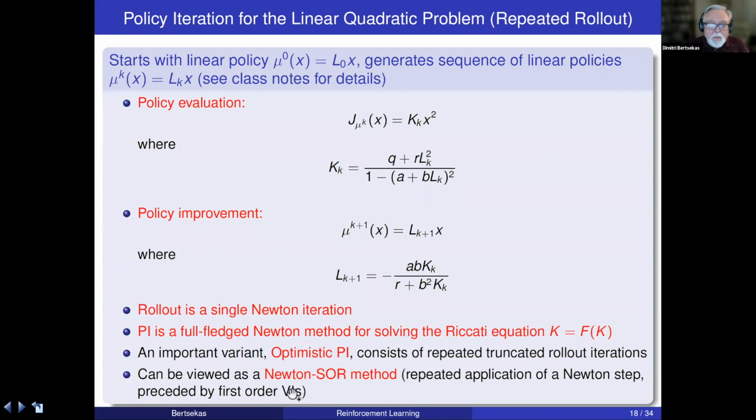And in the parlance of numerical analysis, this is called a Newton SOR method, which is a mixture of a Newton iteration with first order iterations. SOR stands for successive over-relaxation. It's a legitimate method that has quite a bit of literature and has seen a lot of practice. We're going to get to optimistic policy iteration later, just to make you aware that there are variants of policy iteration, and one of them is this optimistic one, and there are other variants that we're going to encounter.